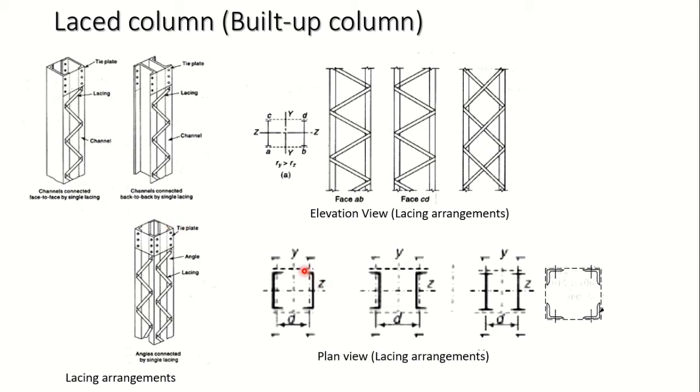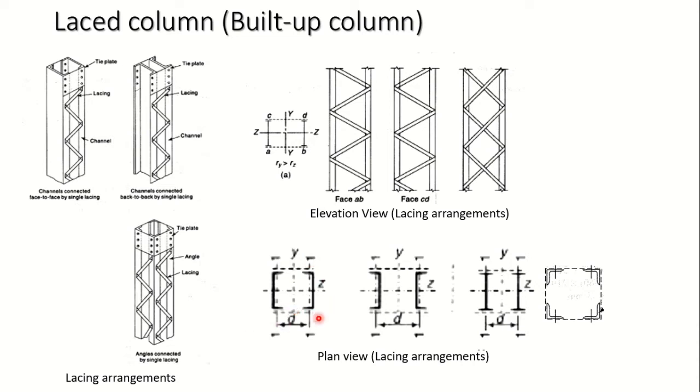Now when I use these two sections, I can increase the radius of gyration by increasing the distance between the two sections. But what is the limit on that? An individual section will have a radius of gyration about the y-axis less than that about the z-axis. That is, the y-axis is the minor axis over here. So when I place members in a built-up section and decide the distance between them, that will help in increasing the radius of gyration about the y-axis of this compound section.